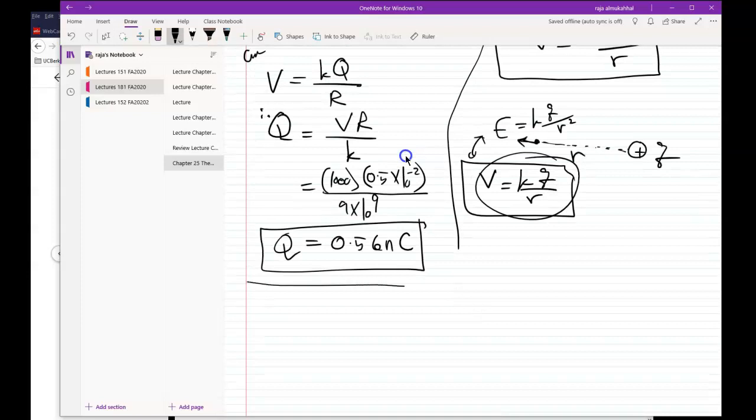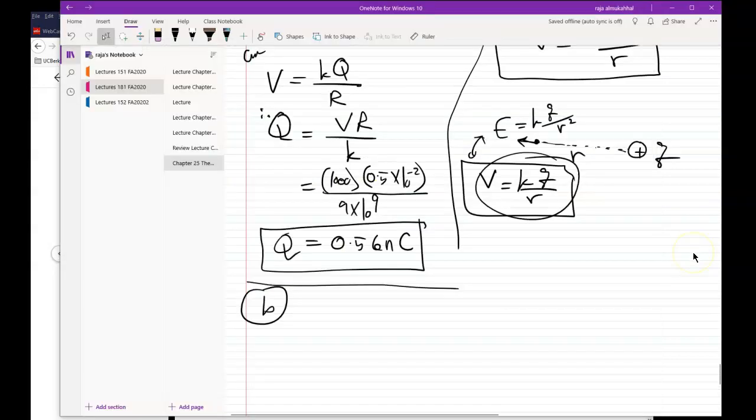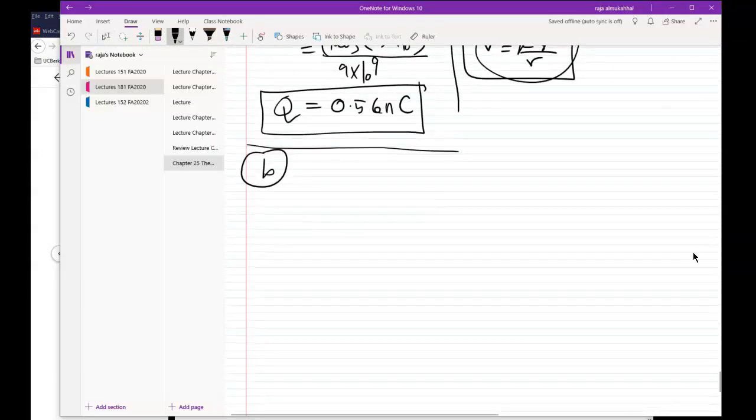That's the easy part. The second part, part B, he says, what is the proton's speed at 1 centimeter from the sphere? In other words, let's go back to the picture. Here is the picture. We have the sphere here. It's 1000 volts. Here is the proton initially, right? And then I'll let go.